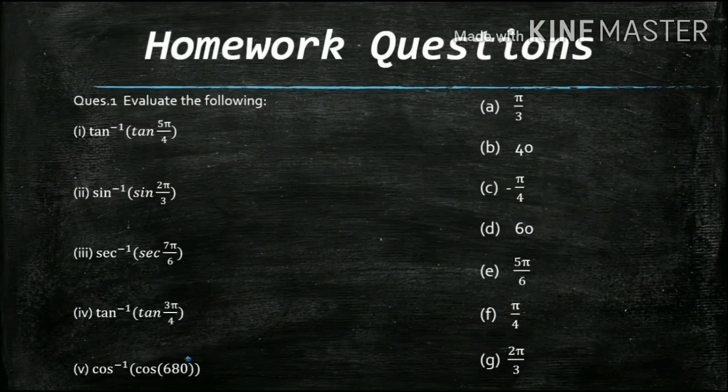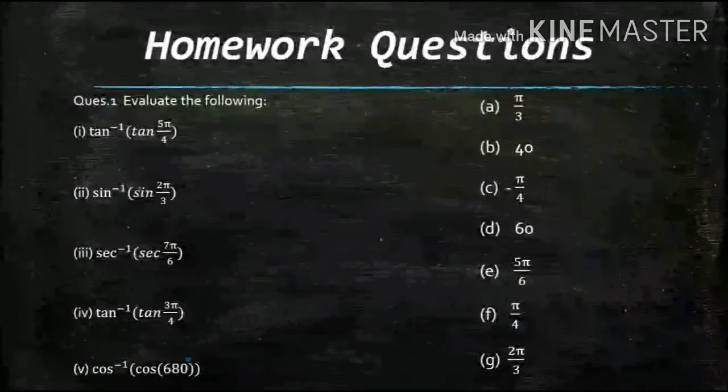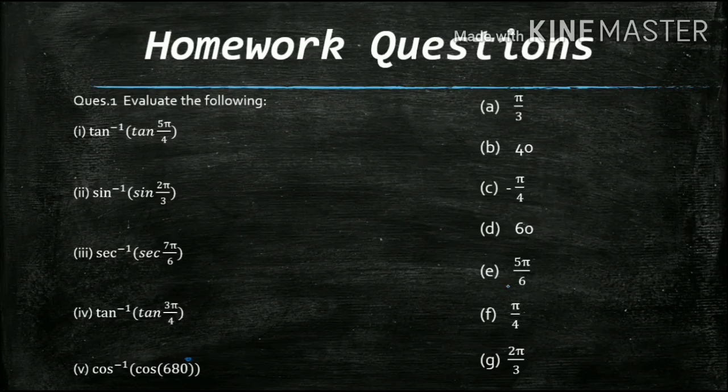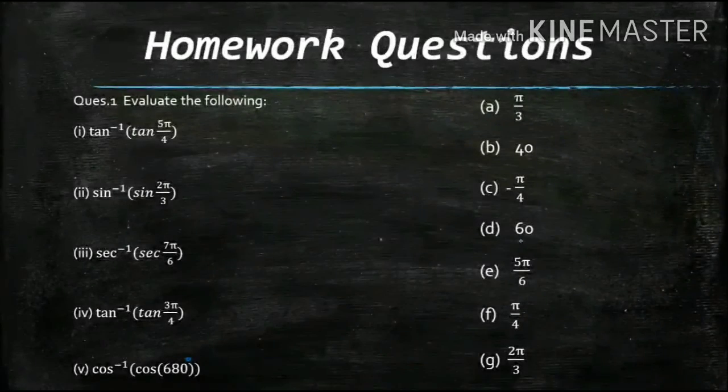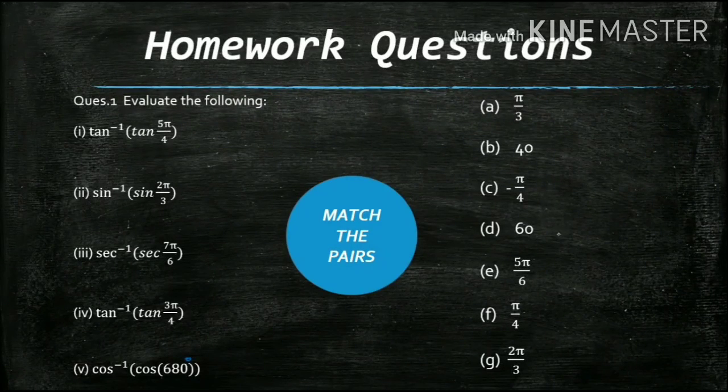Again, the answers are given to you. So you have 5 questions and 7 answers. What you need to do? Just match the pairs again. The same thing you need to perform again. You need to match which answer you are getting. Okay, very easy question. And just neglect the rest, whichever you are not getting among these 7 answers. Try to do the questions.